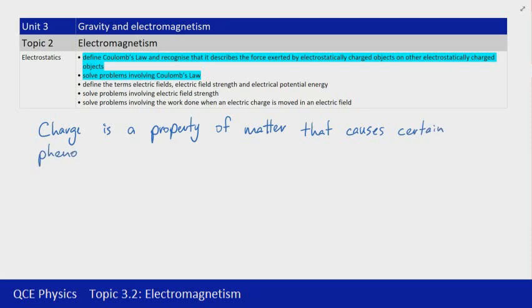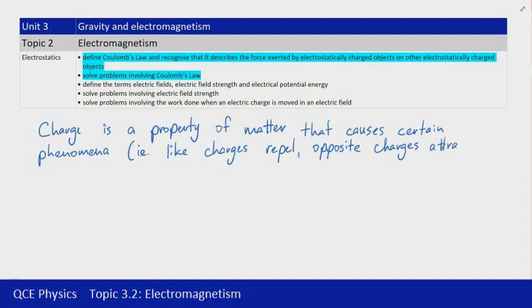Two of those phenomena that we'll deal with are the idea that like charges repel and opposite charges attract. So we'll have a look at that in a little bit more detail as we go through this idea of Coulomb's law. There are other phenomena that we'll see as we go through this topic, but we'll start off with those two to begin with.